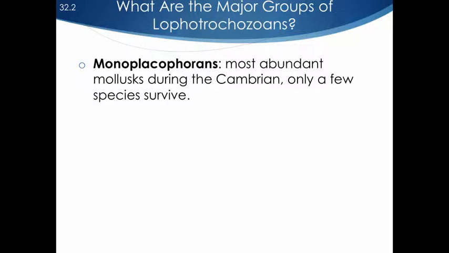Now we're almost done, so we're going to be finishing off with a couple more groups of organisms. So we're going to now go on to the monoplacophorans. These are the most abundant mollusks during the Cambrian, and only a few species survive today. So again, this is one of those evolutionary facts that are found in the book, and it's more just for better understanding. There's not many questions that are going to ask which came first or last, but there could be one or two maybe on the test.